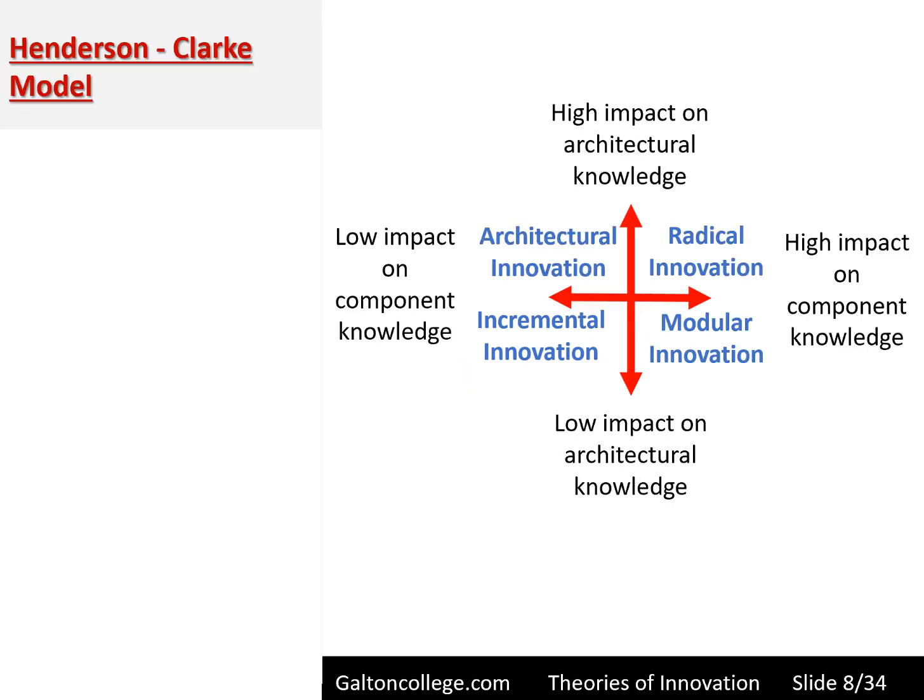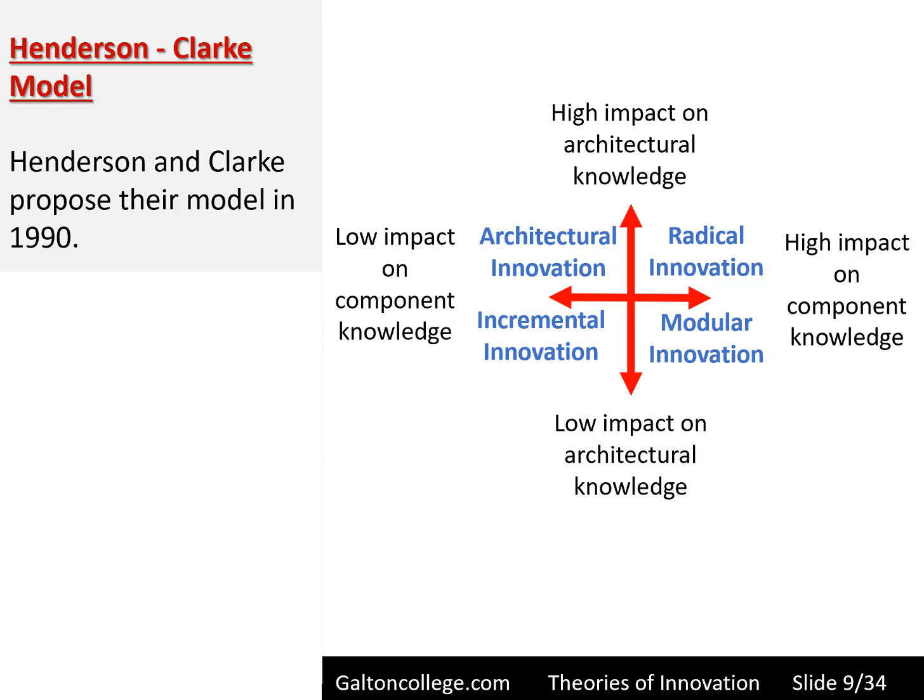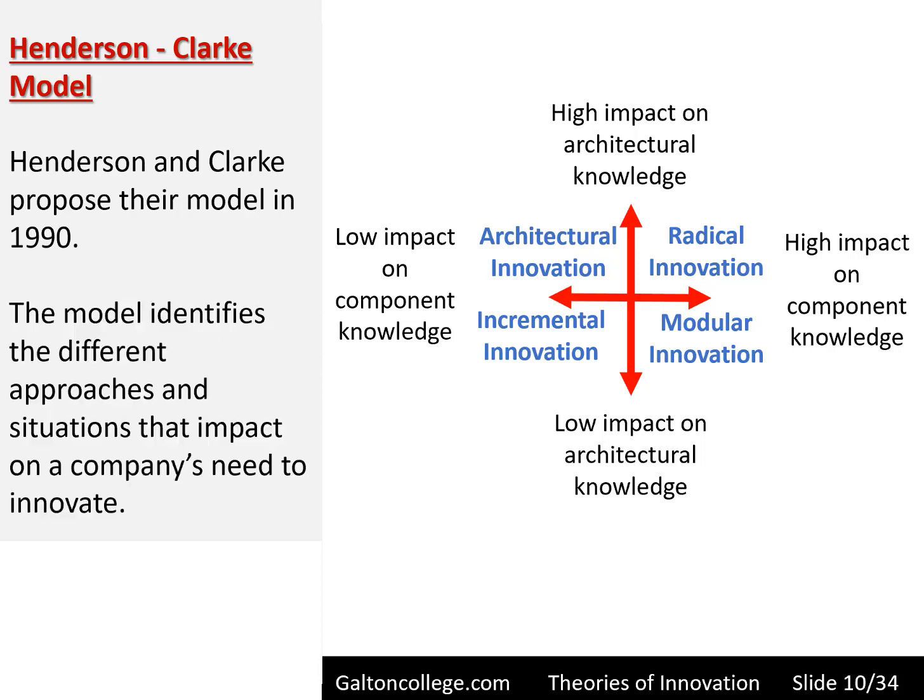So let's talk about the model itself. Well, it was proposed in 1990 by Henderson and Clarke. The model identifies the different approaches and situations that impact on a company's need to innovate. So it identifies why companies need to innovate. Generally speaking, the need to innovate is market driven. Companies don't want to be left behind.